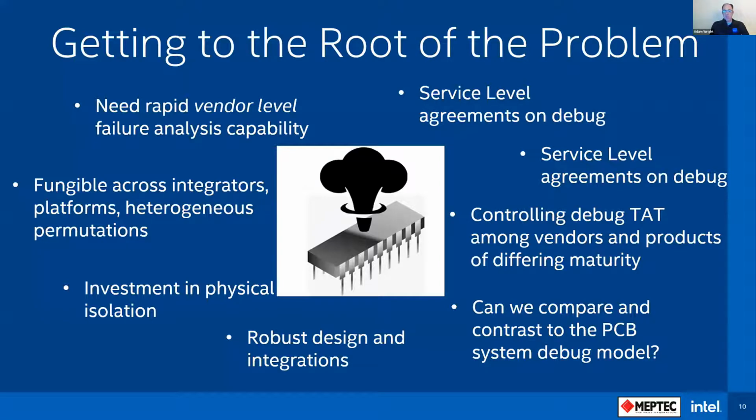Robust design: overinvest instead of underinvest. Make sure we invest in DFM, design for test, manufacturing, debug. We need to think about investment in physical isolation. How do we do physical checking faster? And getting to the root of the problem, we'll have integrators, different chips, and heterogeneous permutations that we have to go and debug.